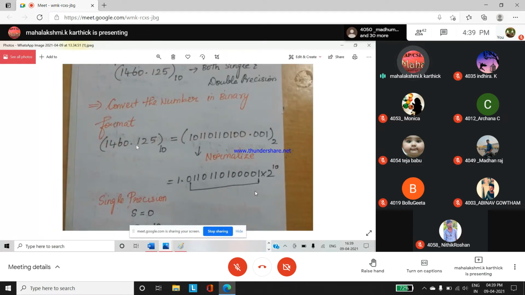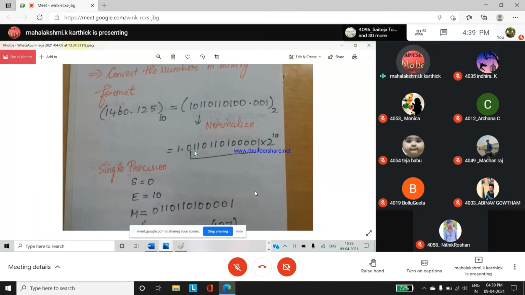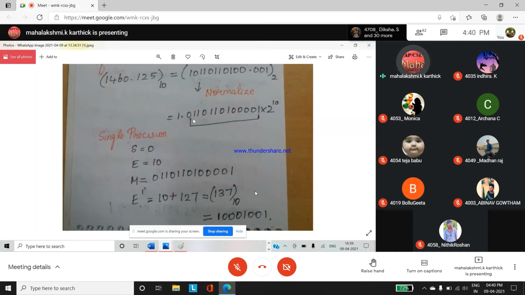First convert the given decimal number to its binary form, then do the normalization process. In normalization we convert to exponential form, moving the point to the front, times 2 to the power 10. After that, for single precision: S for sign bit, positive 0; E for the exponential value, 10; M is the mantissa or fraction value after the decimal point. Then E dash equals E plus the bias value of single precision, 10 plus 127, which is 137. Then you have to convert this 137 into its binary form.